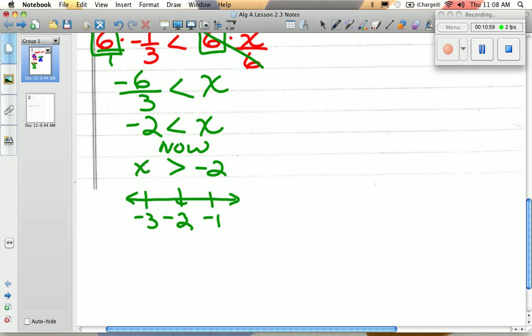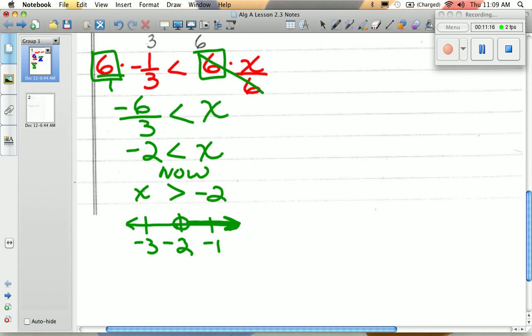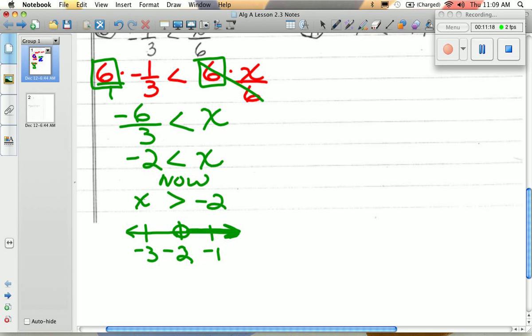Open or close circle at negative 2? Open. Open, shaded. To the what? Right. To the right. We need numbers bigger than negative 2. So we need negative 1, 0, 1, all those guys. They're bigger than negative 2. Okay, so any part of that you didn't understand.